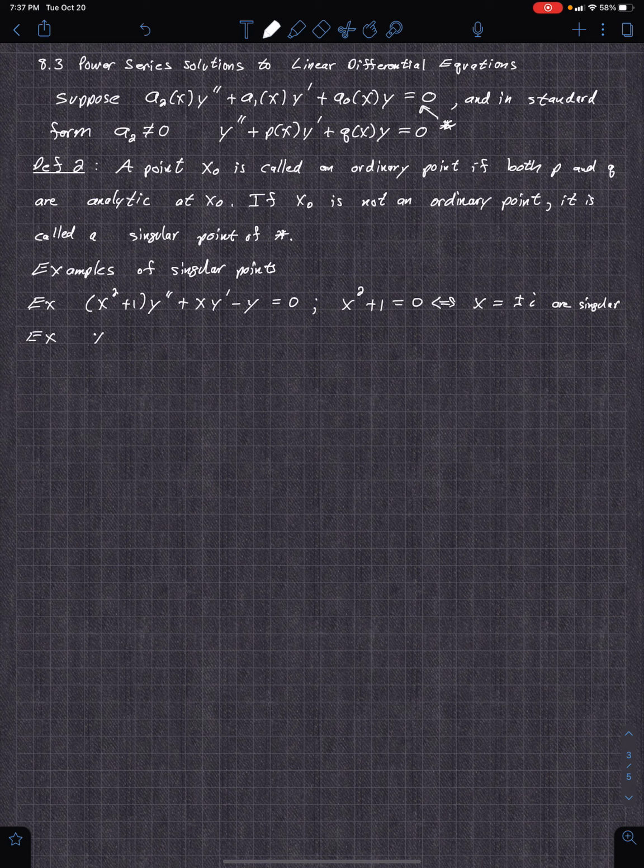Okay, next example. Let's say we had x squared y double prime plus 3y prime minus x y equal to 0. You can see this one's nothing special, really. You can't have that be 0 when you divide it out. So the singular point would be just 0. It's a polynomial, so x equal to 0 is singular.